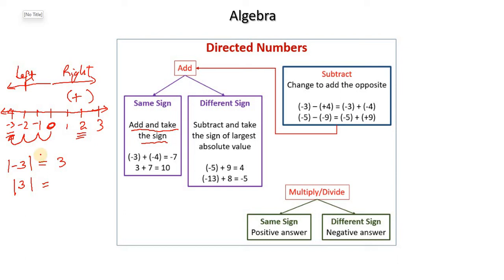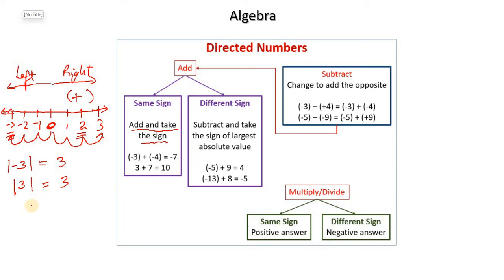Remember what absolute value is, right? How far it is away from zero. If you look at this 3 over here, how far is it away from the origin or 0? 1, 2, 3. 3 units. So both -3 and +3 have the same absolute value. Both of them are 3 units away from 0. So the absolute value of a negative number is a positive number, basically. Okay, got that?